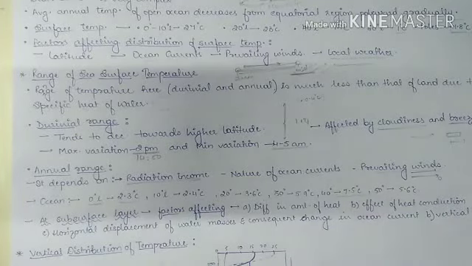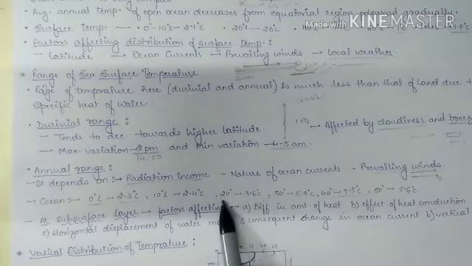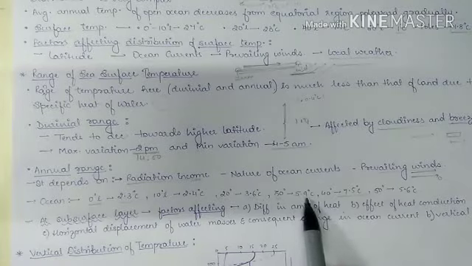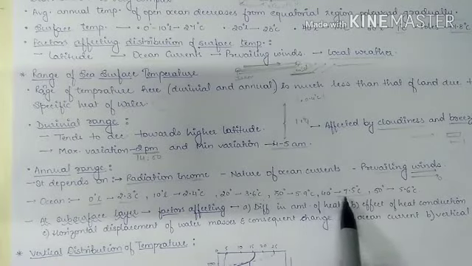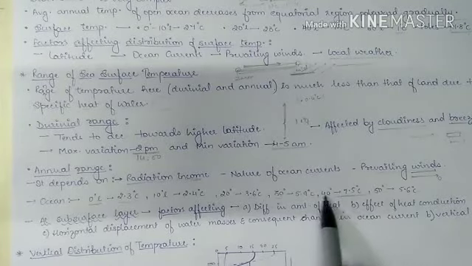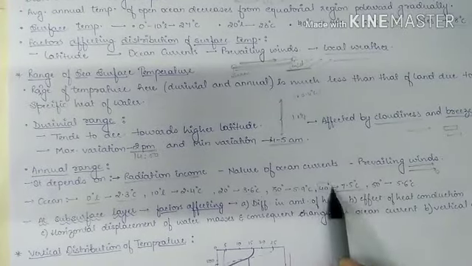Now we will see, at 10 degree latitude it will be 2.4 degrees Celsius. Then at 20 degree it will be 3.6 degrees Celsius. Then 30 degree it will be 5.9 degrees Celsius. Then 40 degree it will be 7.5 degrees Celsius. It will be maximum at 40 degree latitude. Why will it be maximum?